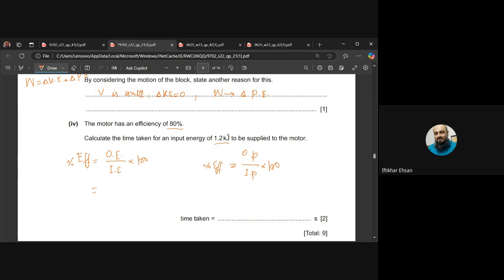So let's see. Here it is giving us input energy. We use 1.2 kilo, which means multiply by 1000, and output power we know, and energy means power multiplied by time. So 56 multiplied by T, which we have to find, and efficiency is 80. If you do it this side, the output power is given, the input energy will be 1200. Power will be energy divided by time. That dividing time will multiply here and the answer will be the same both ways, right? Clear? Yes sir.